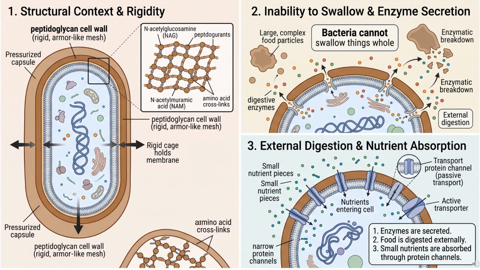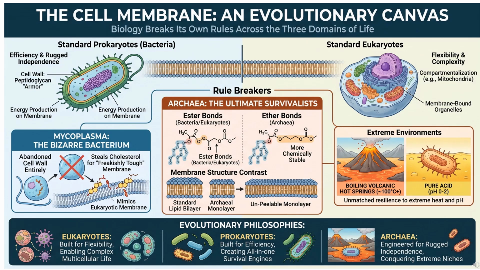Now, if there is one thing you need to know about biology, it's that nature loves to break its own rules. Just when you think you have cell membranes figured out, you meet the Archaea. Archaea are prokaryotes, but they are famous for living in places that would instantly cook, dissolve, or crush any other life form, like pure volcanic acid or boiling deep-sea vents. To survive, they completely re-engineered their membrane chemistry.